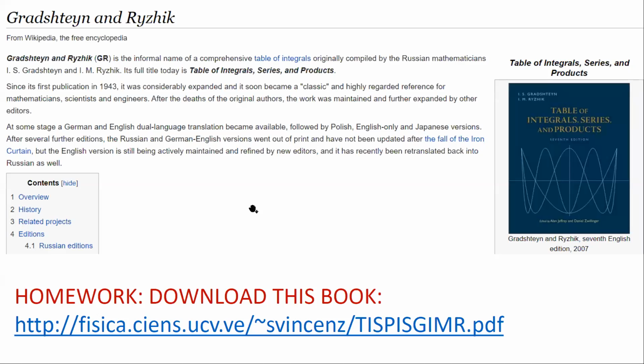But what's nice is we are now in the 21st century. And so things are very different than when I was a student. In particular, it has a Wikipedia page. And more than just having a Wikipedia page, you can actually download the book for free.